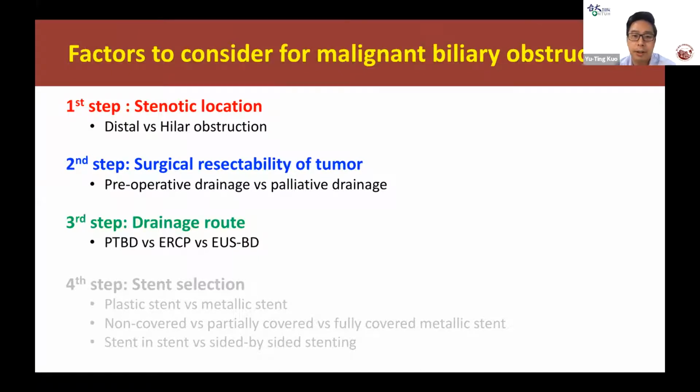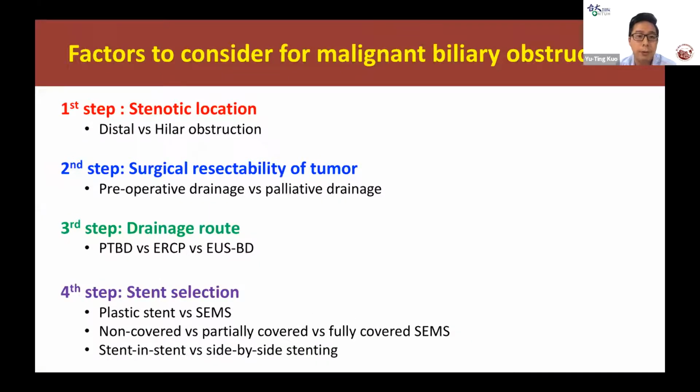Another choice is also a very popular method, EUS-guided biliary drainage. And lastly, if you want to perform endoscopic drainage, which kind of stent do you prefer, plastic stent or metal stent? And which kind of metal stent: non-covered, partially covered, fully covered? And in hilar obstruction, you need to consider the side-by-side stent method or stent-by-stent method. And in the following slides, I will share some current evidence and our experience.